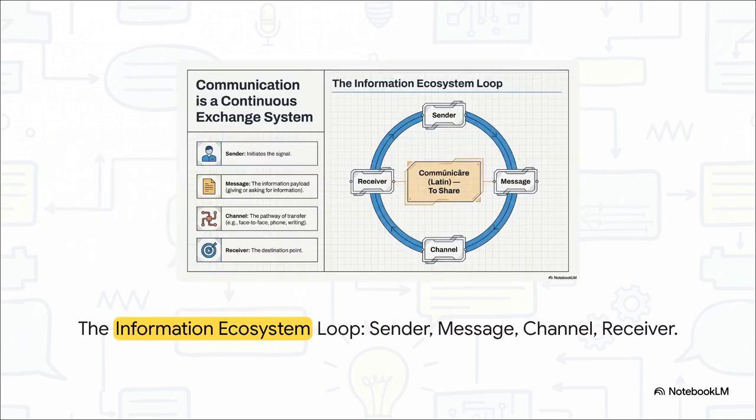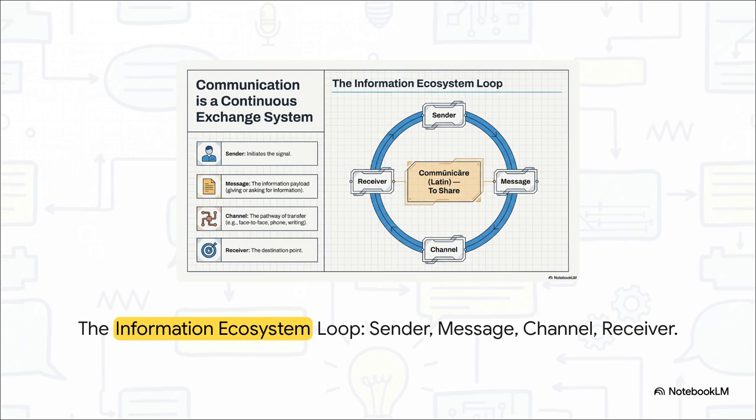This is a brilliant way to picture the continuous exchange system that we call communication. Notice the root word right there in the center, the Latin word communicare, which simply means to share. It's a continuous, flowing loop between 4 key nodes. First, the sender initiates the signal. Then, the message is the actual tangible information payload you're trying to share.